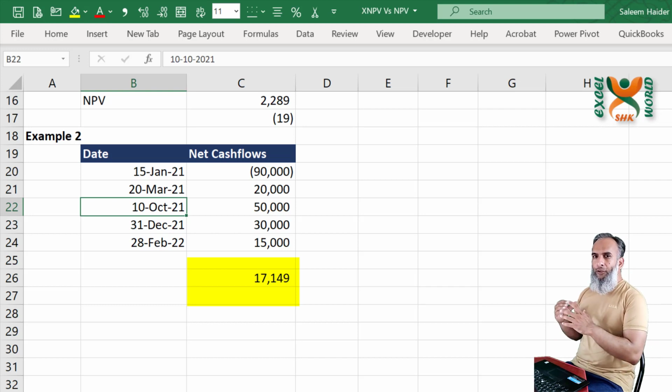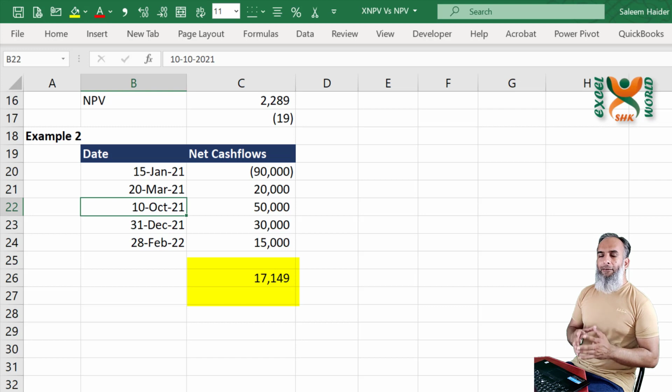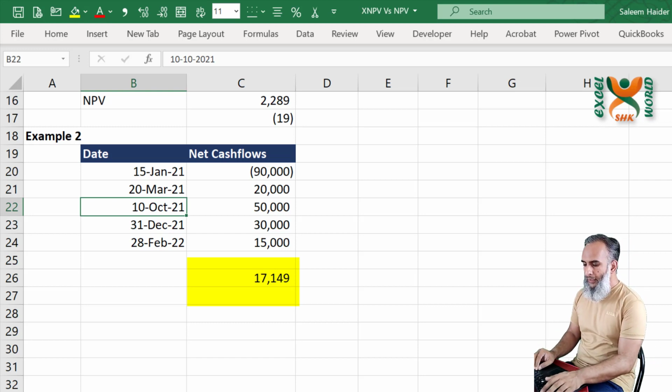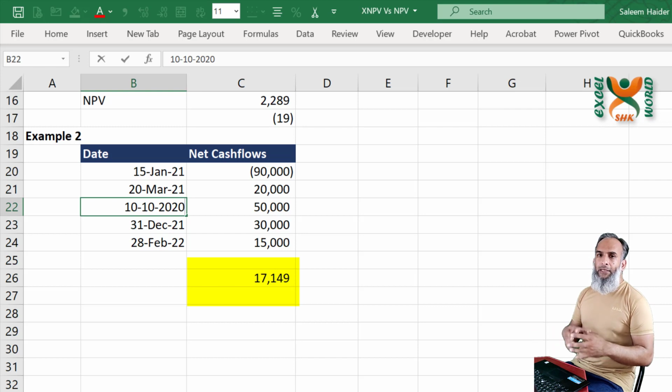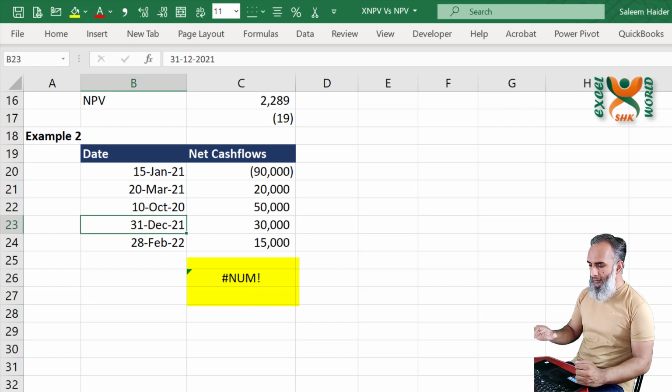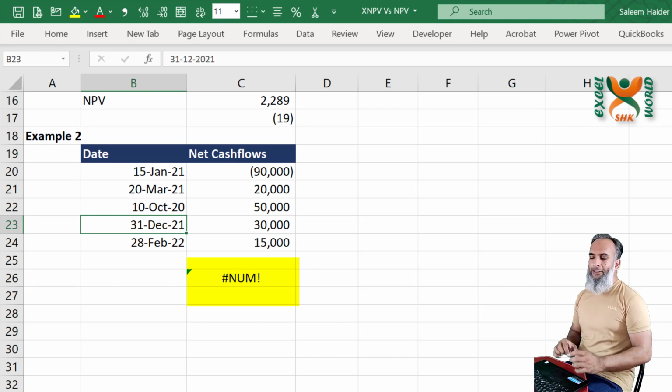What if one of your cash flows after the investment date has a date which is before the investment date? Some confusion? Let me tell you. This is your cash flow, and our investment date is 15 January 2021. Let's assume that this cash flow occurred before the investment date. Highly illogical, but this is a mathematical error which we want to check, and press enter. It also gives an error.